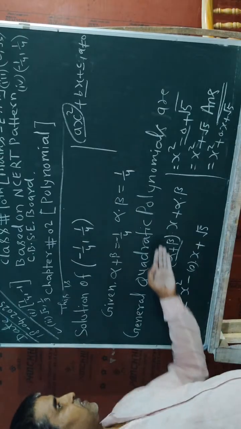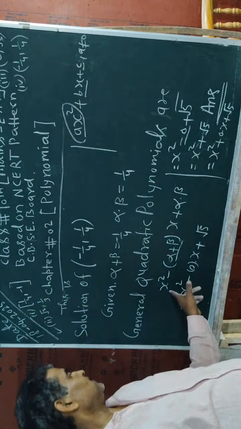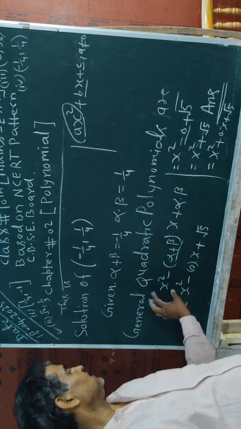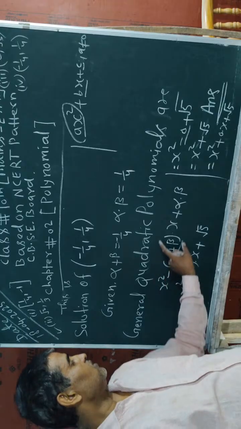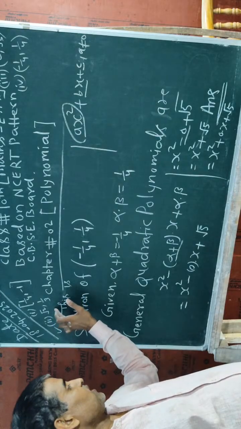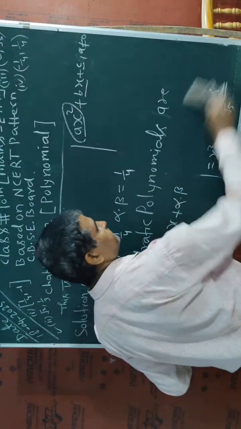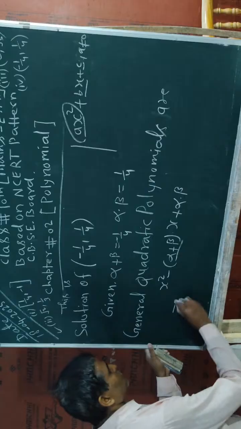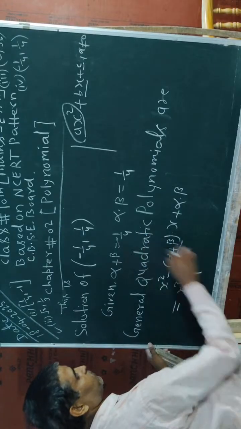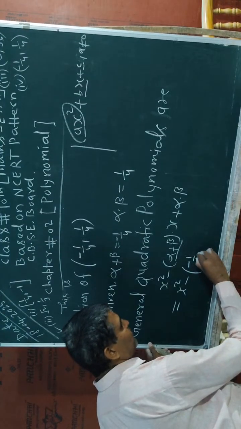Okay, the general quadratic polynomials are the same. I will write the same concept: x square minus alpha plus beta into x plus alpha into beta. This polynomial will be available for each and every question which belongs to this type. Okay student, so I will put the values here. Only the values change. So I am going to write x square, and in the bracket I will write the value of alpha plus beta, which is equal to minus 1 by 4. So here I will write minus 1 by 4.